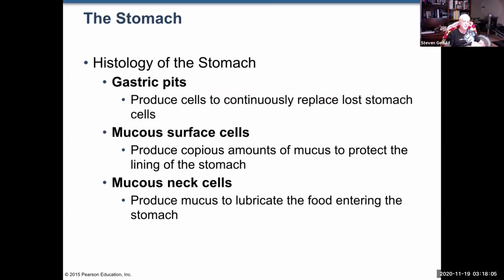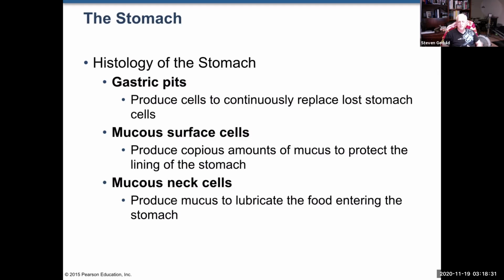Okay? The gastric pits. These gastric pits are areas between the linings that replace the lost stomach cells. Stomach cells get replaced often. It's a very thin lining, it's a simple epithelium. So it's only one layer, and the acids go through that lining. So these cells get replaced on a continuous basis. That's what the gastric pits do. They produce cells that replace the lost stomach cells.